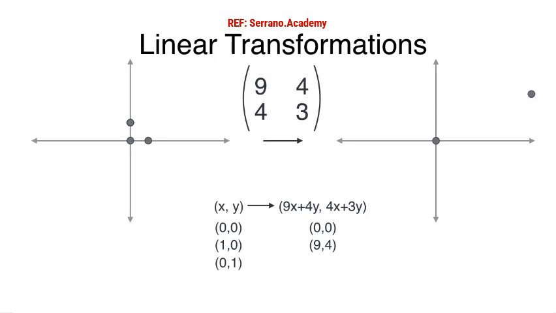Next point would be 0, 1, which is over here. And you can do the math. That goes to 4, 3. So it goes over here.